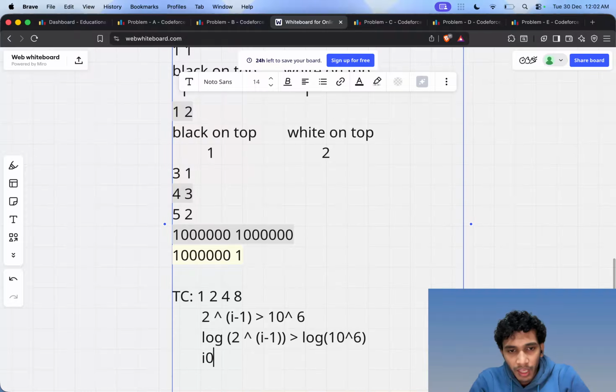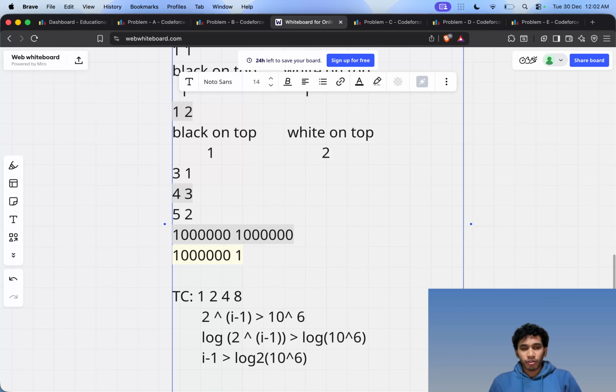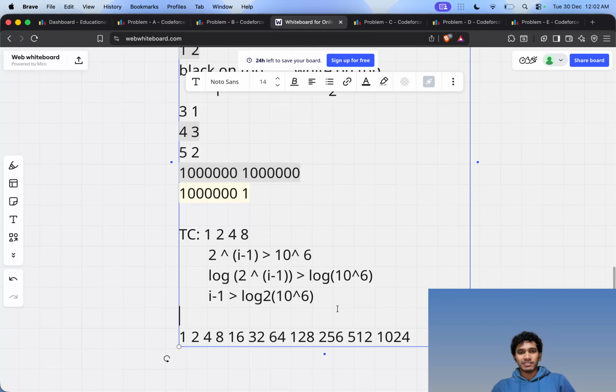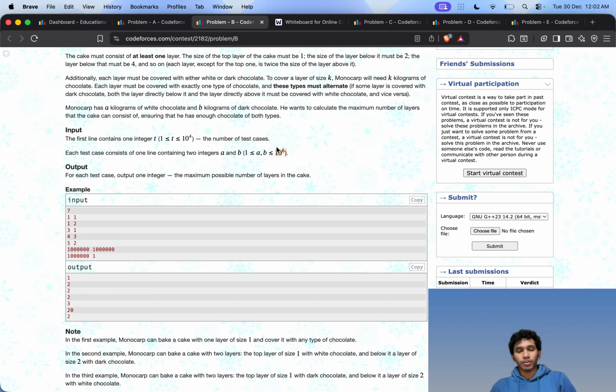All right. And this i minus 1 is greater than log base 2 of 10 to the power 6. So the order of running of our algorithm will be approximately log of n for each test case. We are very much aware that log n works for a very large amount of data, up till 10^18. Because for 10^18, log is around 60 or something.